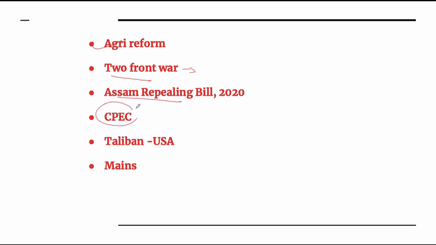Next is about CPEC, the China-Pakistan Economic Corridor, and the debt strategy that is followed by China. We will try to understand that. This topic can be asked under GS paper 2 IR section. Next is about Taliban and USA, and in the end I will give you the mains question.